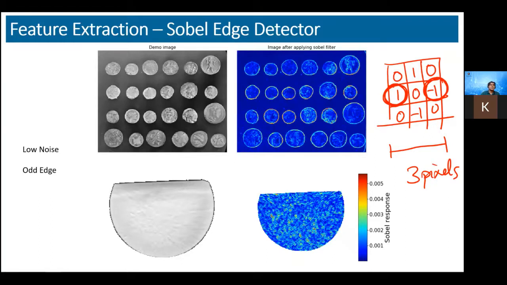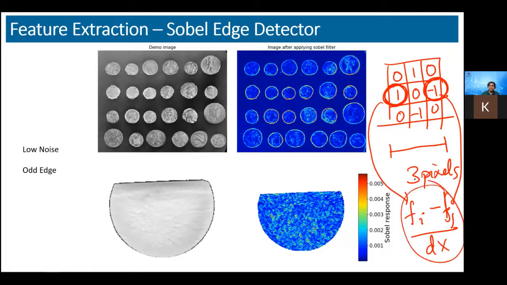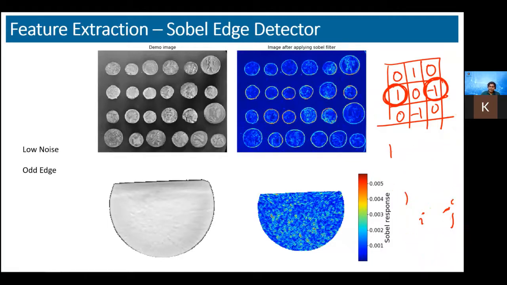If you remember the first derivative, it is very similar. The first derivative will be fi minus whatever you have over here, let's say fj, divided by the distance. Let me call that distance dx. This is the first derivative. So your Sobel edge detector, the way these numbers are designed, is such that when you move it across the image, it will find the edges.